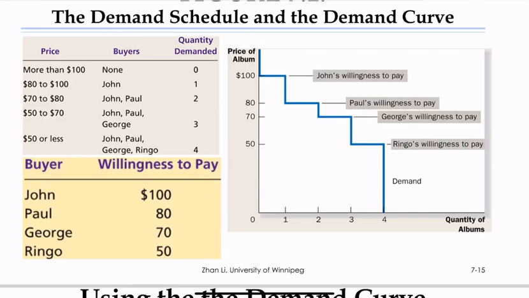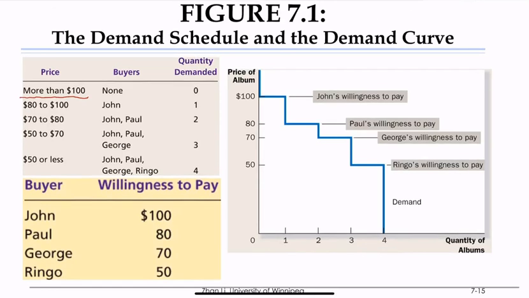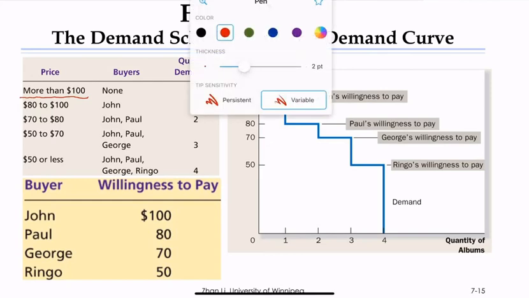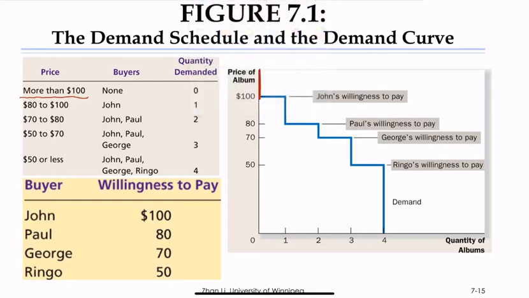So let's say we're looking at the case of more than $100, right? So the price is quite high, and in this case, we are looking at this line, right? This vertical line. It basically means that the quantity demanded is 0. Well, this is obvious because if the price is more than 100, then the willingness to pay of all buyers is lower than the price. So nobody would want to buy the album.